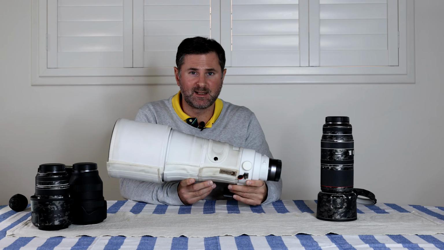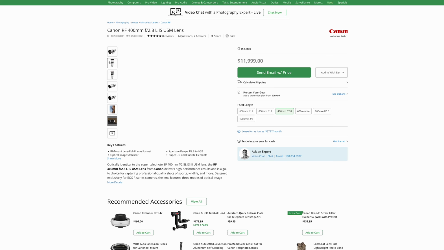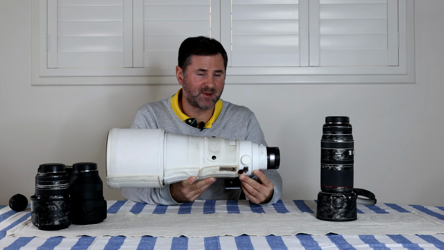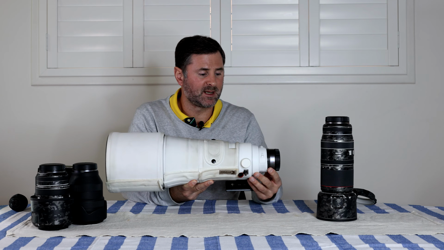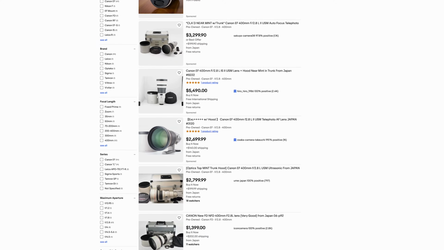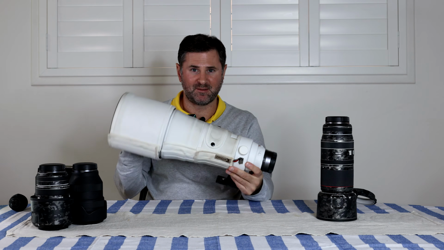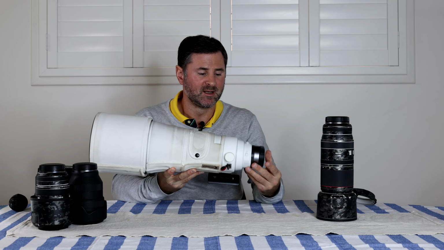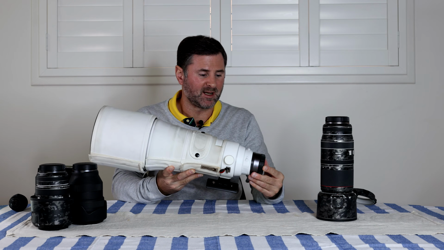It's also insanely expensive at around 12,000 US dollars, I think the latest price is. You might be able to get one for 9 to 10,000 in a used condition. That's the RF version, but you've also got the old EF versions that can be used with an adapter. This is basically the EF Mark III version with the adapter built in, but you can get the EF version, say the Mark I or the Mark II, much cheaper.